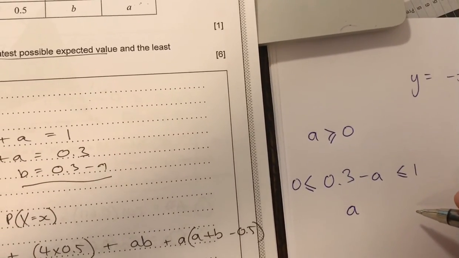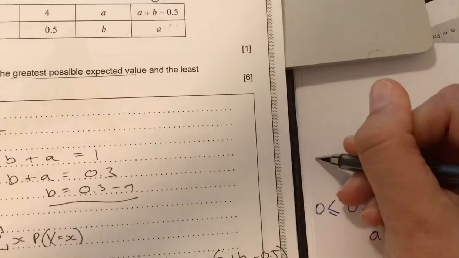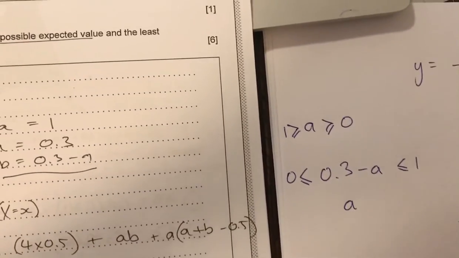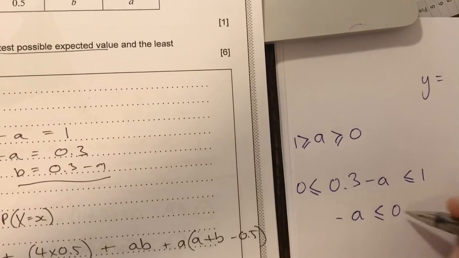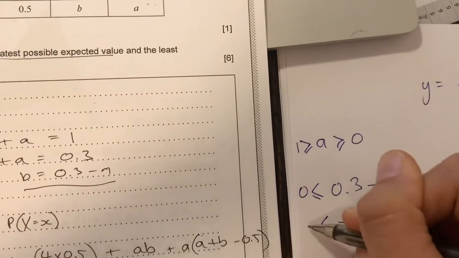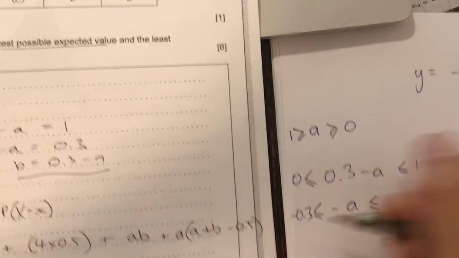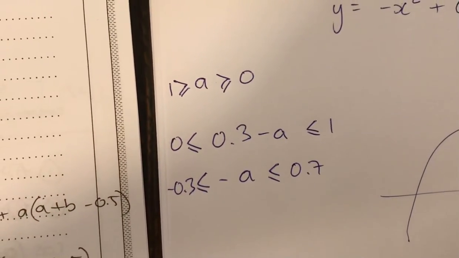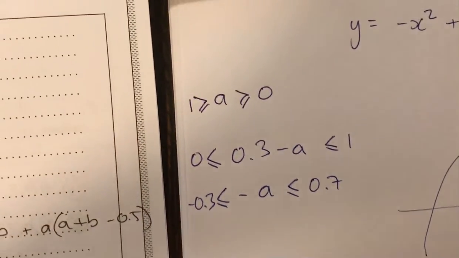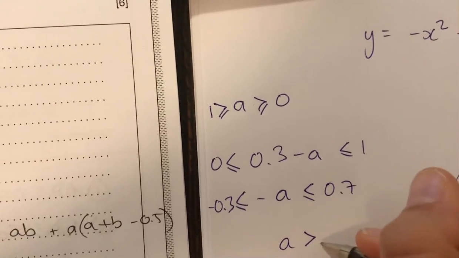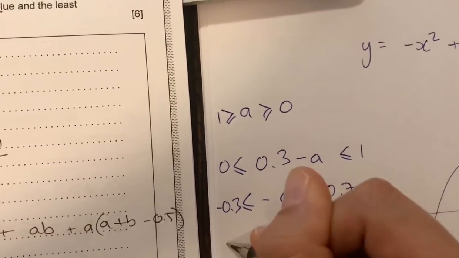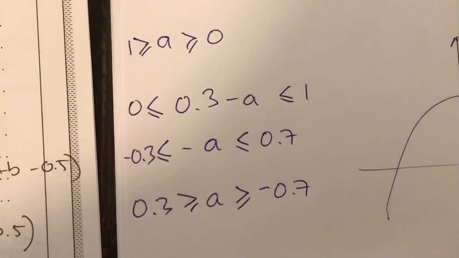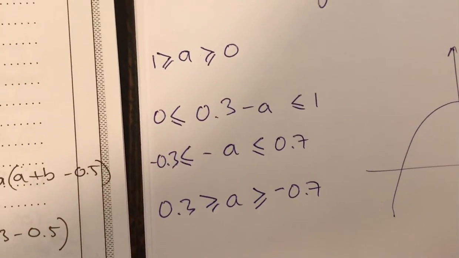let me just figure this out, and actually this should have been between 1 and 0 as well. So here I've got minus a is less than or equal to minus 0.3 and 0.7, and then multiply everything through by minus 1, I get this. Okay, remember to flip the inequality when you multiply through.